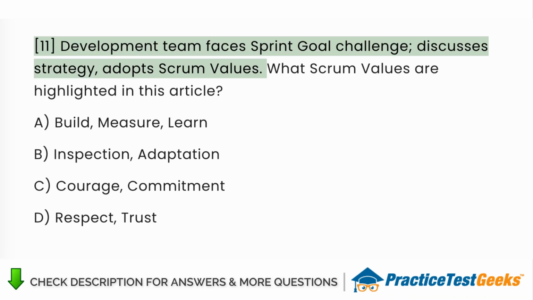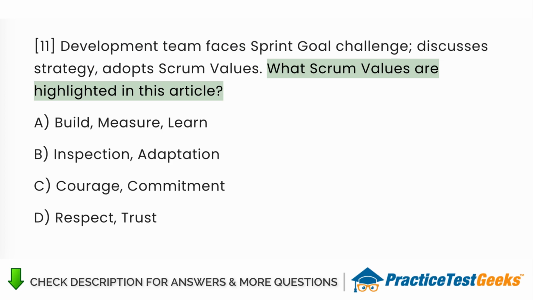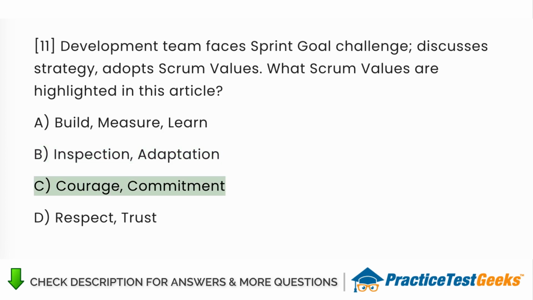The development team faces a sprint goal challenge, discusses strategy, and adopts Scrum values. What Scrum values are highlighted in this article? A. Build, measure, learn. B. Inspection, adaptation. C. Courage, commitment. D. Respect, trust.